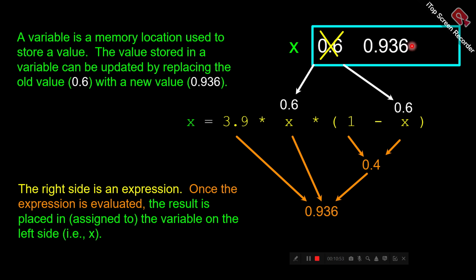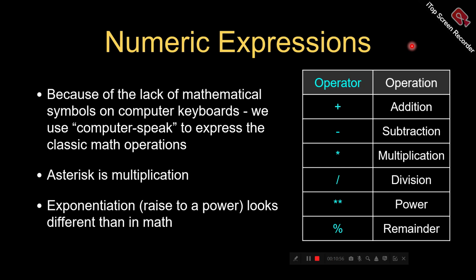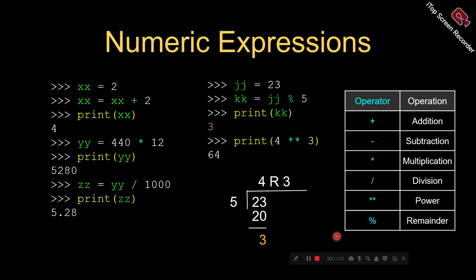The same thing, the new value will be 0.936. Now we'll see the expressions. These are the numerical expressions: the addition operator, subtraction operator, multiplication operator, this is your division operator, this is your power operator, and this is your remainder operator. These are the basic mathematical operators that we use in basic maths as well. These are a few numerical expressions where we have assigned values, with addition, subtraction, multiplication, division.